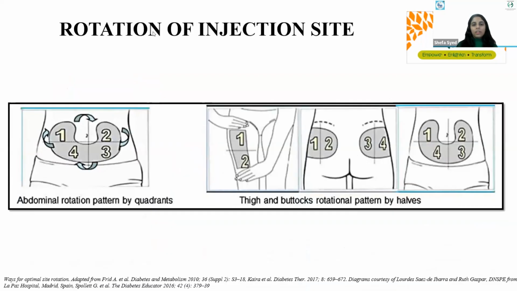The rotation of insulin injection sites. So if the person is using abdomen, we usually advise them that you divide your abdomen into 4 quadrants, as you can see in the picture, and you use one quadrant at once, like first quadrant, then you go on to the second and third and fourth. Similarly, you can divide your thighs and buttock regions also.